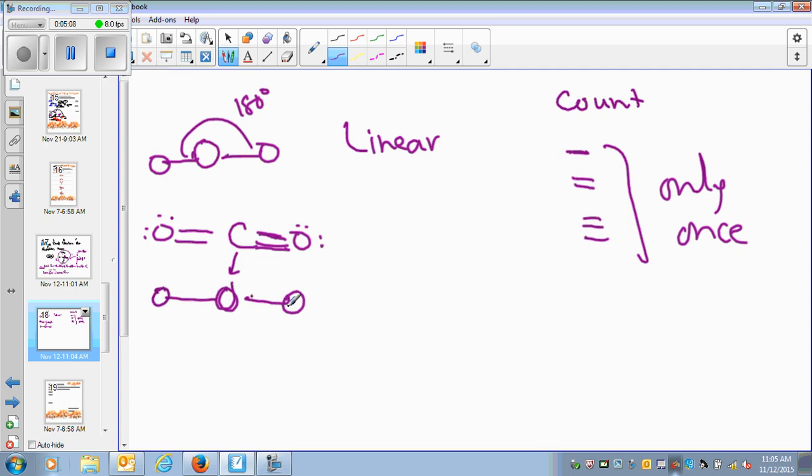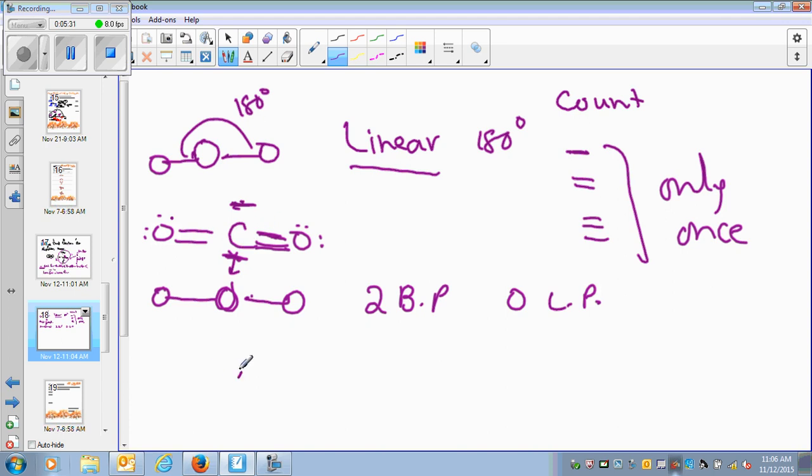So if a central atom has two bond pairs, the shape is going to be linear and the angle is going to be 180 degrees. It has no lone pairs. So the way you will write it is that it has two bond pairs and zero lone pairs, because it doesn't have the dots on top and below. That's what the lone pairs means.